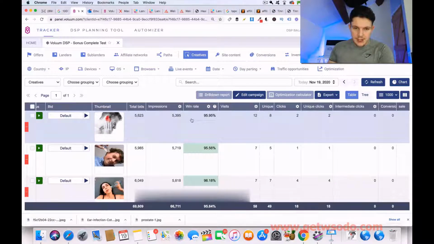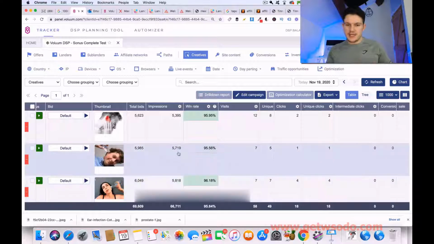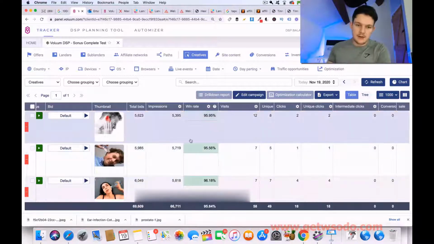So if you're getting a very low win rate, that means that it's had a lot of bids, but they've not won many of those bids. So it means you might need to increase your bid. But I'm winning 95% of the traffic. So as I said, this is quite a highish bid for this traffic source, but obviously I just want to get some data coming in, so that's why I went for that bid.